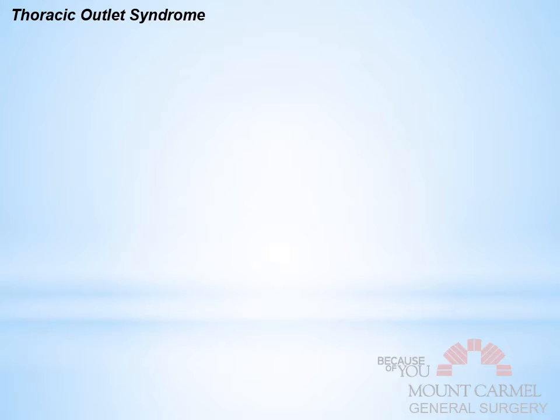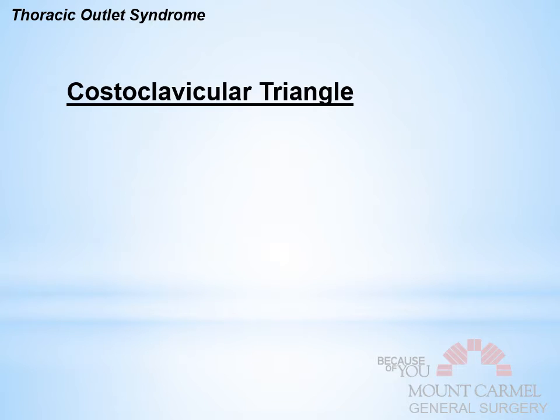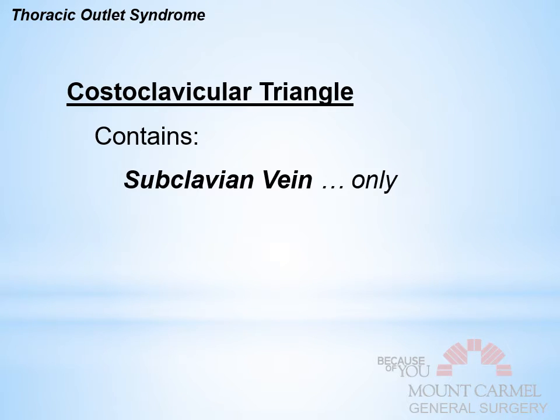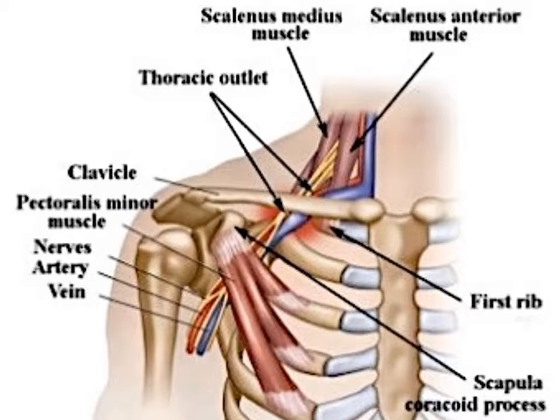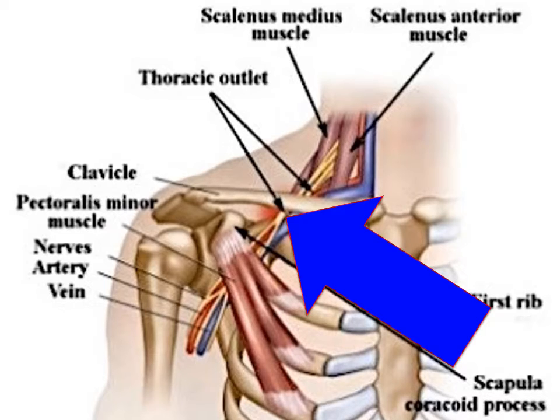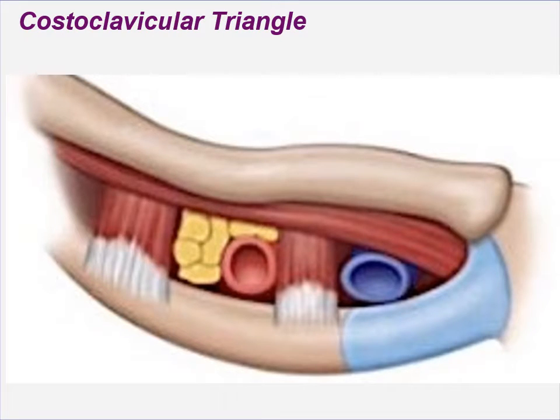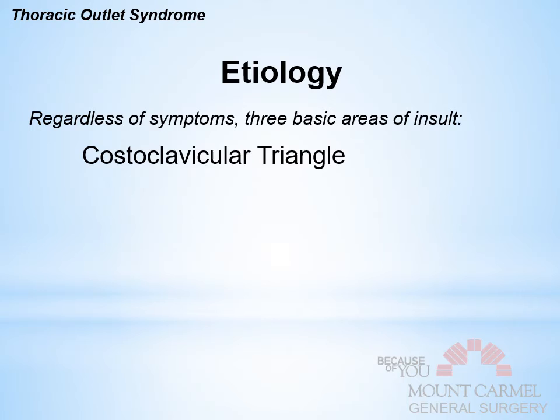Okay, so I'll show you a picture here after we talk about what it contains. It contains the subclavian vein only. I ordered these based upon the fact that the first of these, the costoclavicular triangle, only contains the subclavian vein. That occurs right here. Can you find it? I'll give you a big arrow. Here we go, right here under the clavicle. So it's essentially compression underneath the clavicle. Makes a lot of sense. Another image here shows that the nerve could definitely be impinged there underneath the clavicle.